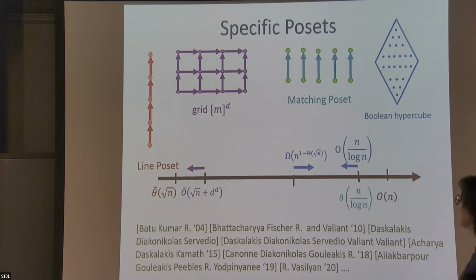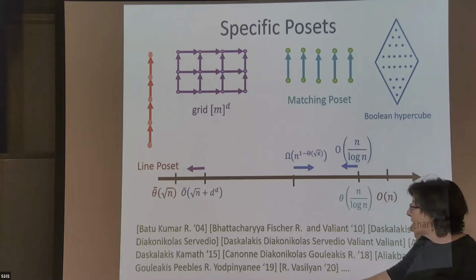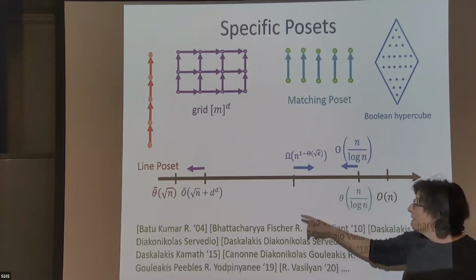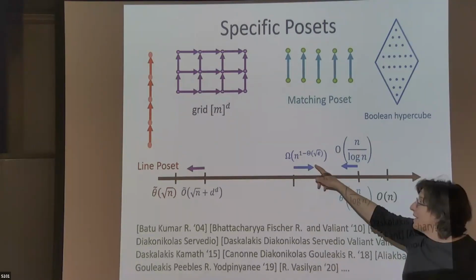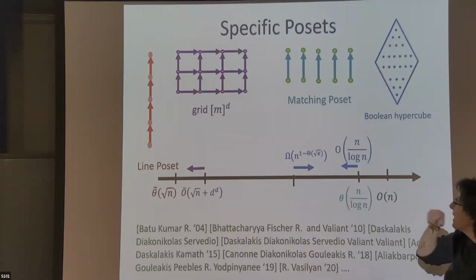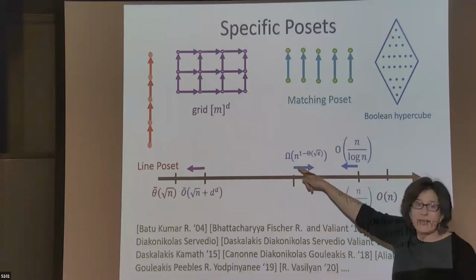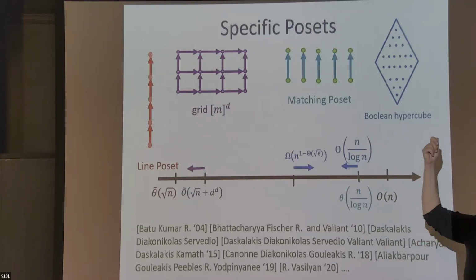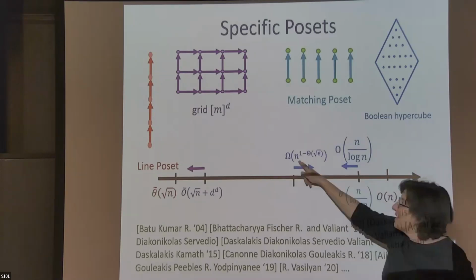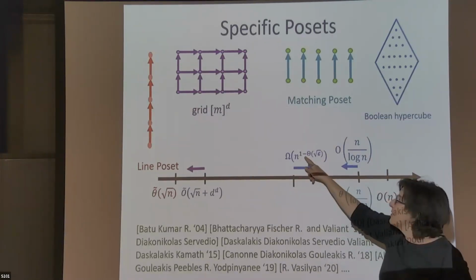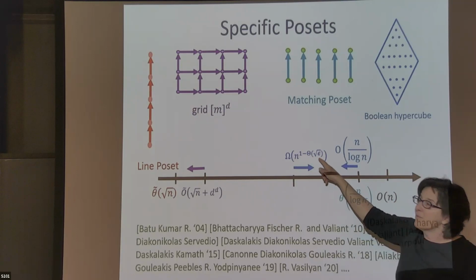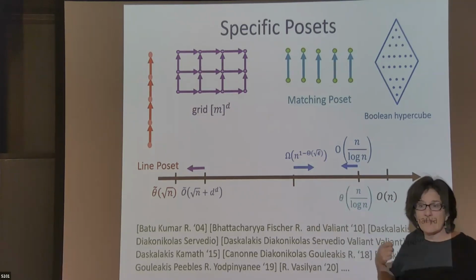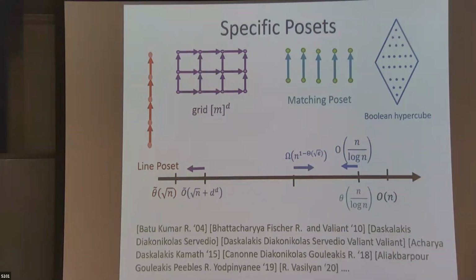There's been a lot of work on that. What I'm going to talk about, okay, so there's a lower bound in the work with Aliakbarpour et al. of n to the 1 minus, is that right? Yeah, n to the 1 minus. Remember the n here is 2 to the number of dimensions in the hypercube. So n is 2 to the d, raised to the 1 minus theta of square root of epsilon. So there is a pretty strong lower bound.